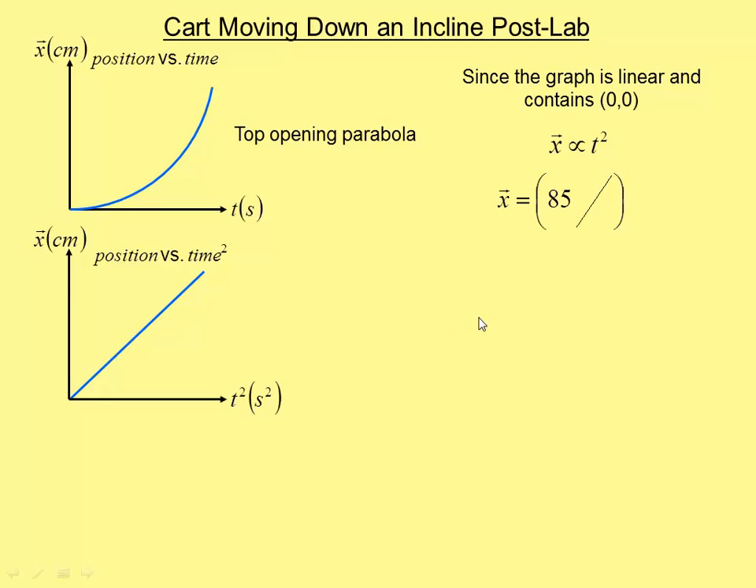The units for it come right from our units of slope. We find a slope by doing rise over run. So the units of rise are, of course, centimeters. The units of run are seconds squared.